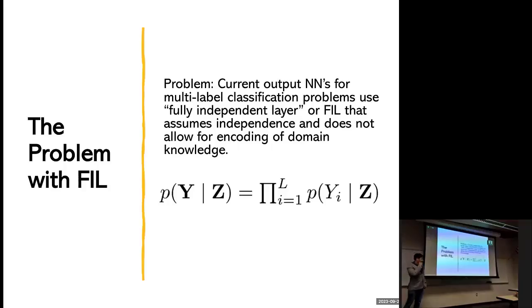So they talk about in the paper, they say, well, we're going to call your general sigmoid function outer layer a fully independent layer, because basically it's assuming that the labels are provided independently. So they write out the product.